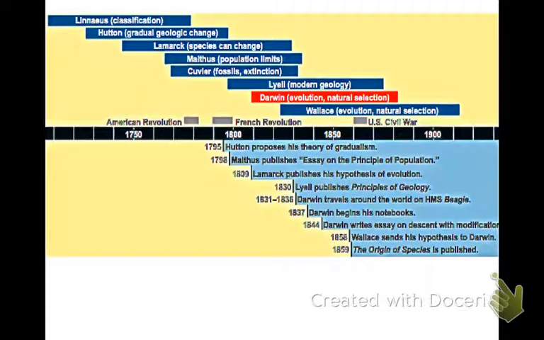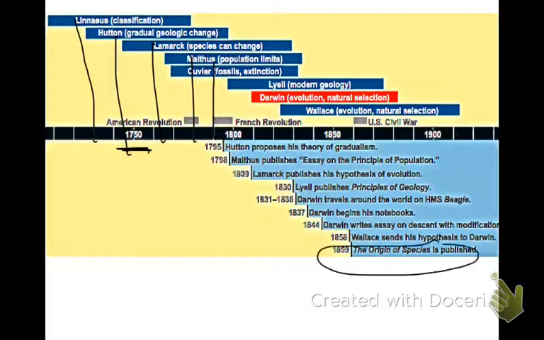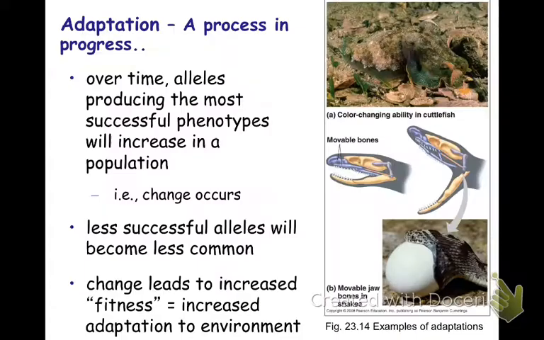Okay, and this is a timeline of different people over a period of these years, and when they made their work known, and then finally in 1859 Darwin published his book. Okay, so adaptation is a process in progress.